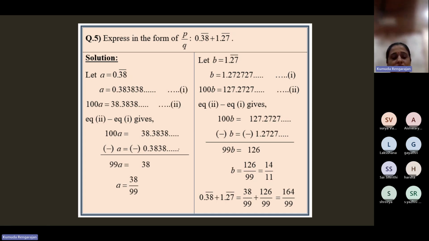A is 0.3838. On subtracting, the decimal portions will get cancelled because the decimal portion is the same in both, 3838 going on forever, right? When you subtract, you will get 8 minus 8, 0. 3 minus 3, 0. 8 minus 8, 0. 3 minus 3, 0. 38.38 minus 0.38 is 38.